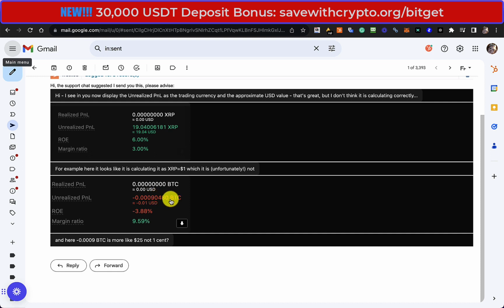0.0009 BTC is at the moment, I think it's about $38. So it's certainly not 1 cent. So this is a bit misleading, unfortunately. So please do bear that in mind if you are trading on Bitget.